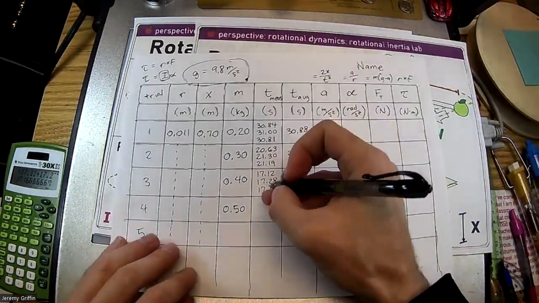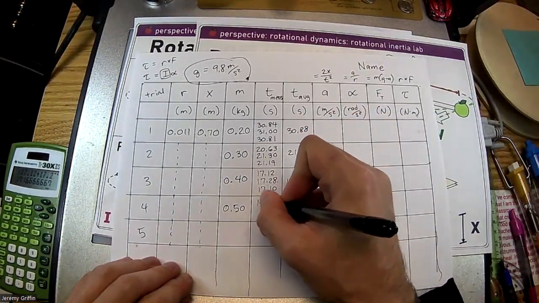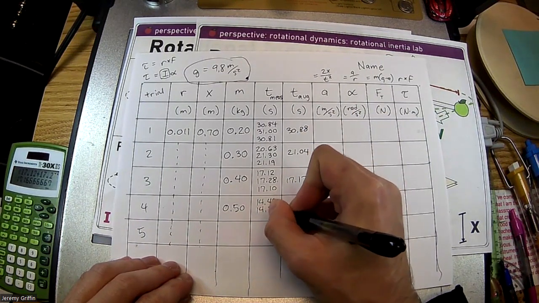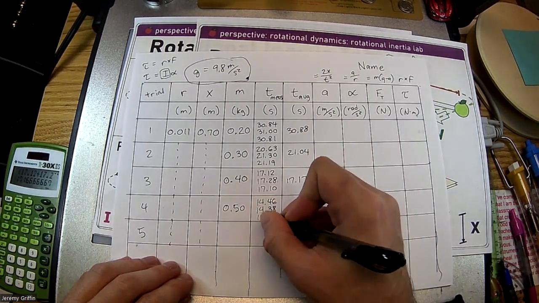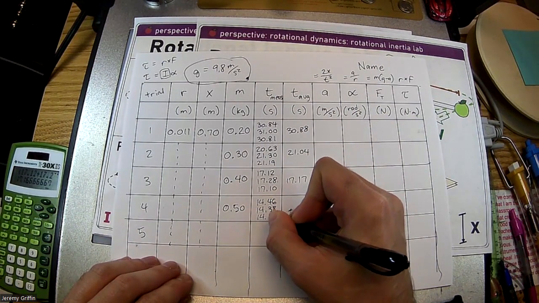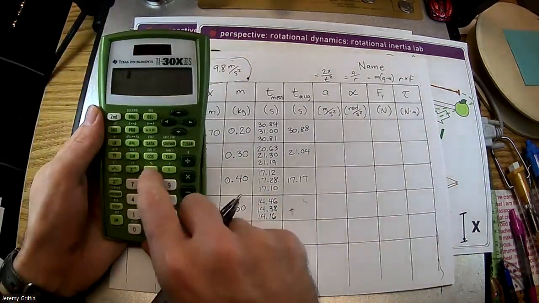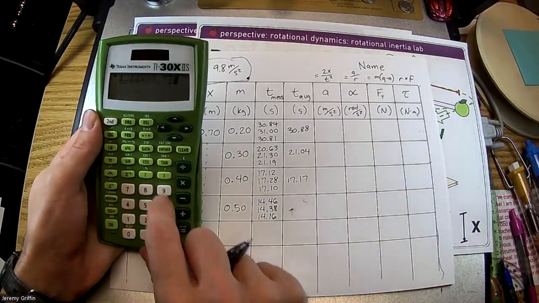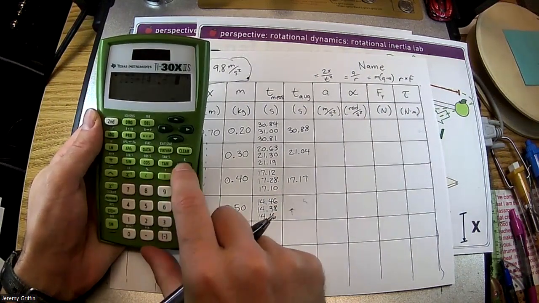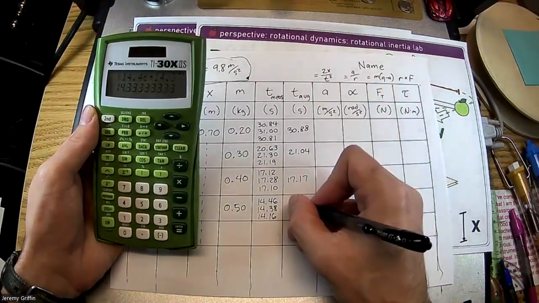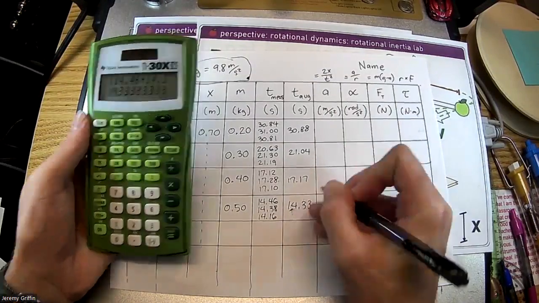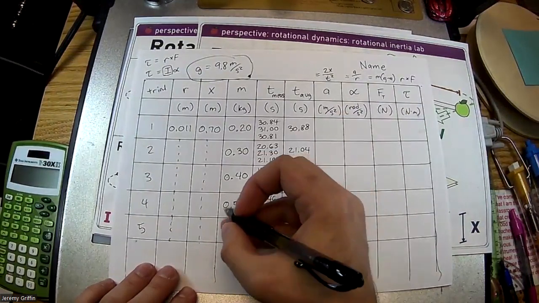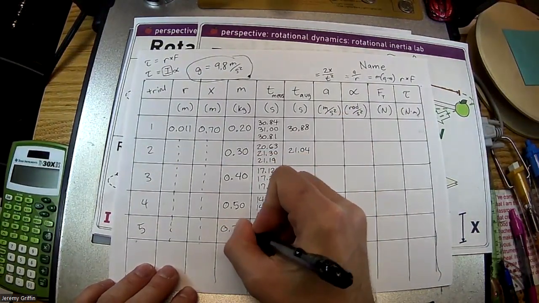What'd you get, Tucker? 14.46. Zane. 14.38. Andres. 14.16. All right. 14.46, 14.38, 14.16. I'm getting 14.33 seconds average. Okay, one more. I'm going to tag on another 200 grams to bring this up to 0.70 kilogram.